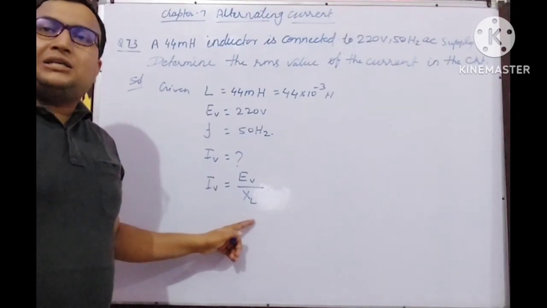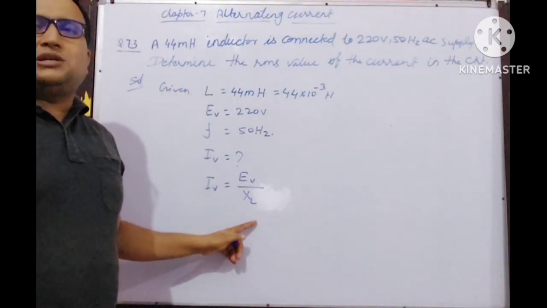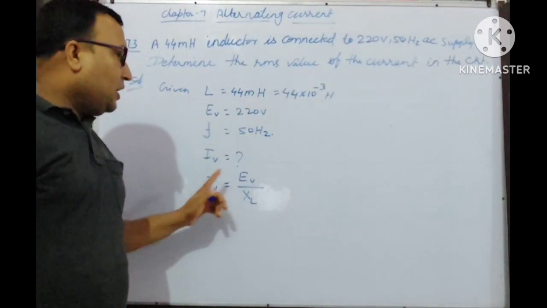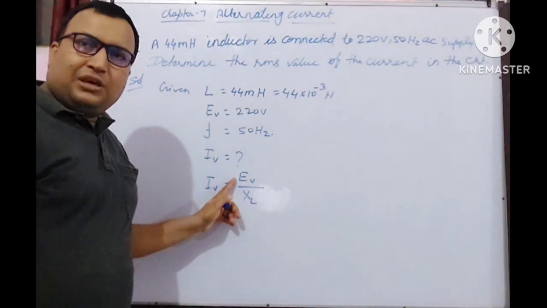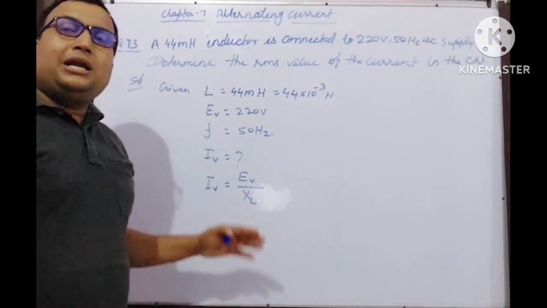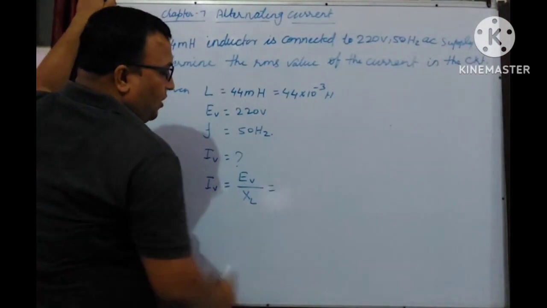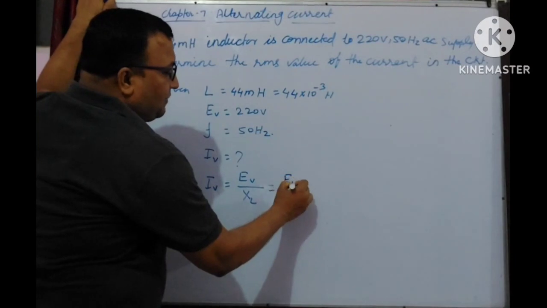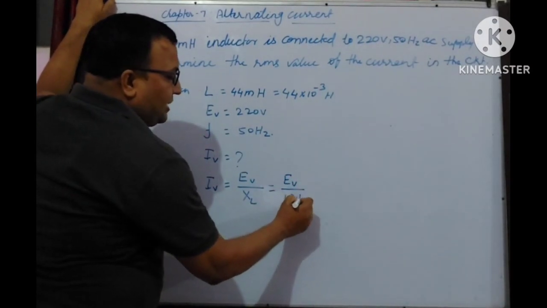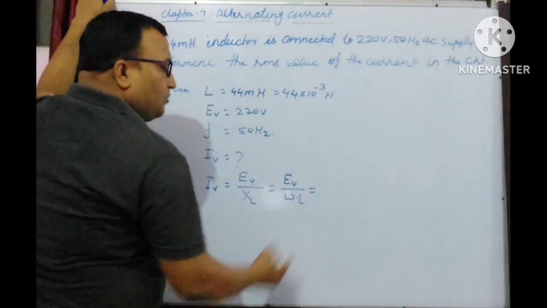XL is inductive reactance. It is going to be counted as a resistance. So simple Ohm's law, you know that: I equals EMF E by resistance. So XL is called inductive reactance. And if I elaborate this formula, then EV is going to be divided by XL, and XL is written as omega into L.